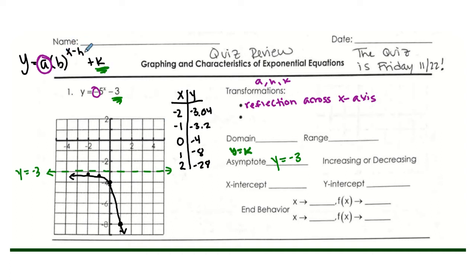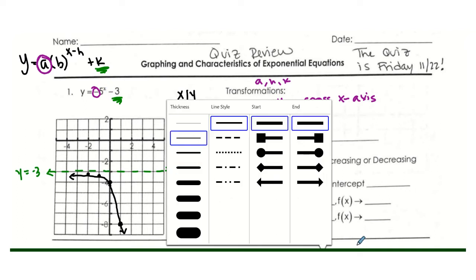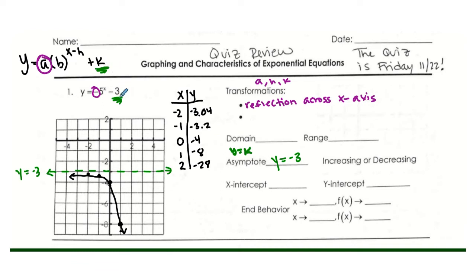Your H value is a number that's up here in the exponent with x. I don't have a number that's up there with the x. I do have a k value. We said earlier that our k value is -3. So if k is -3, that means that my graph has been translated down 3 units from my original parent function. So this graph has 2 transformations.